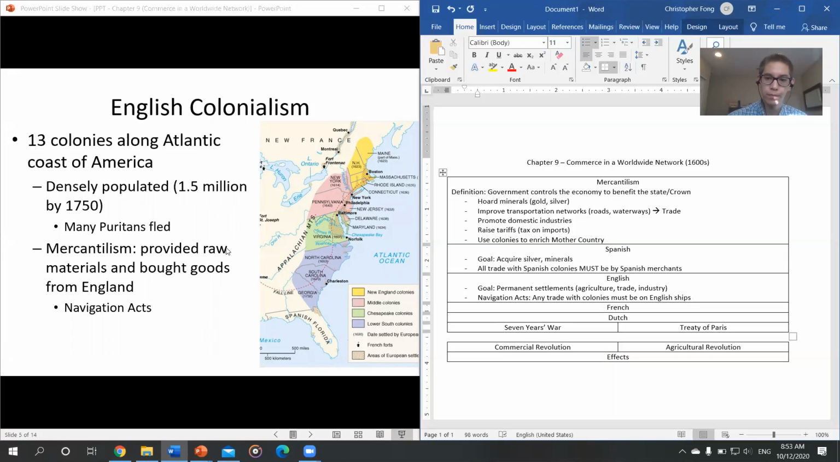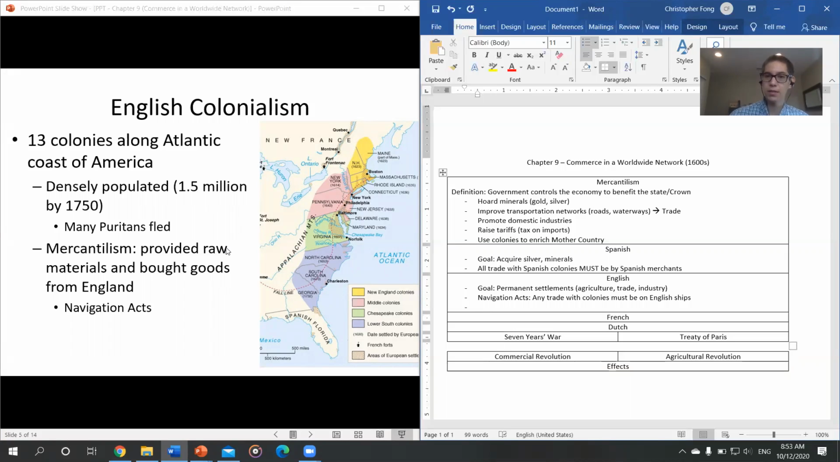And because these English colonies also had a lot of agriculture, cotton, tobacco especially, that was intentional. The 13 colonies would produce raw materials, cotton, tobacco, etc., that would then be sold in England. And so again, this idea of hoarding minerals or hoarding just goods in general to benefit the mother country, in this case, England.